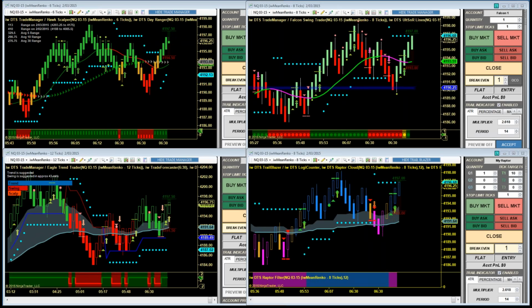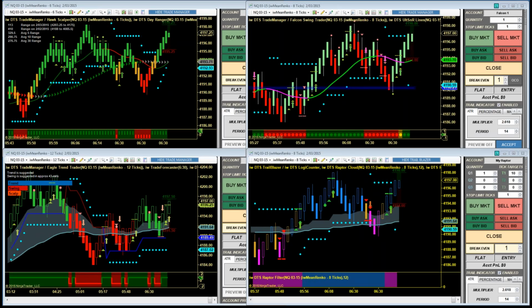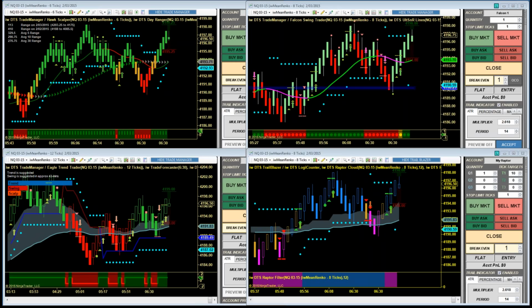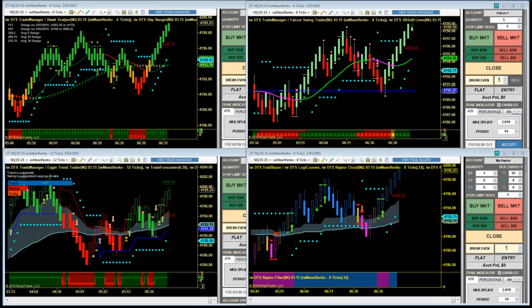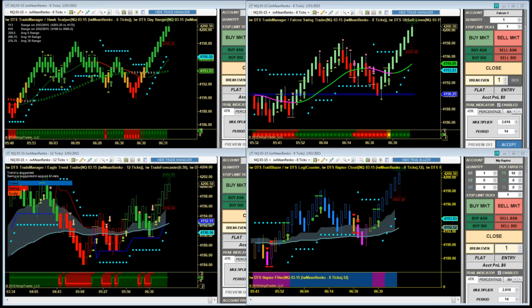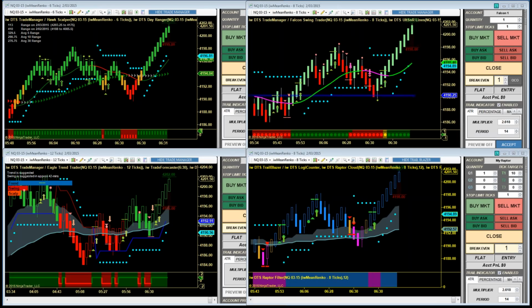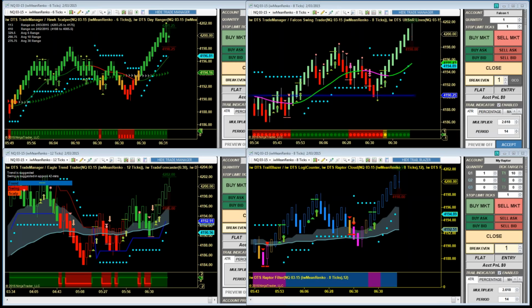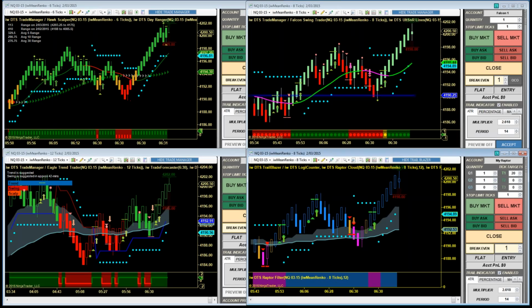For those of you who are new to the room this morning, welcome. What you're looking at is the diversified trading system. The way I have my charts set up, I have the Hawk Scalper here in the top left, the Falcon Swing Trader top right, Eagle Trend Trader bottom left, and the Raptor on the bottom right. Wow, another day where we're getting a rather impressive move right out of the gate. Certainly enough to hit our first profit objective.